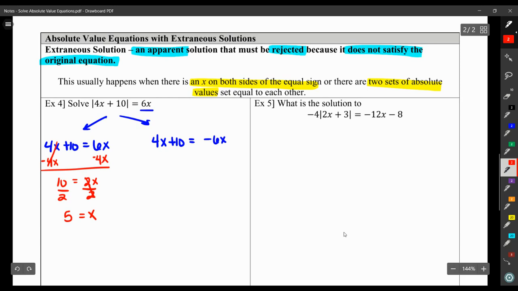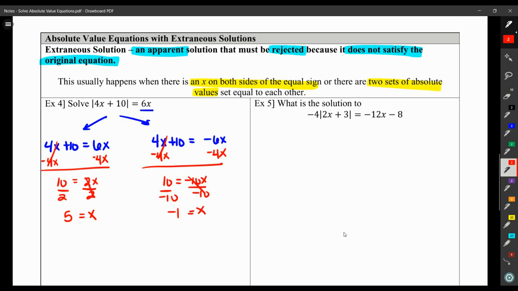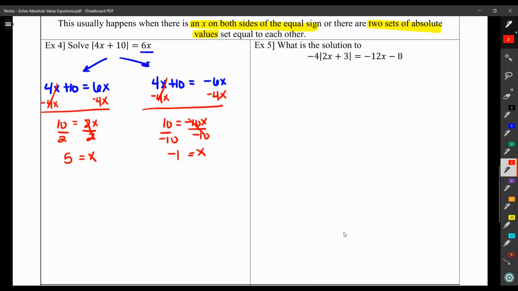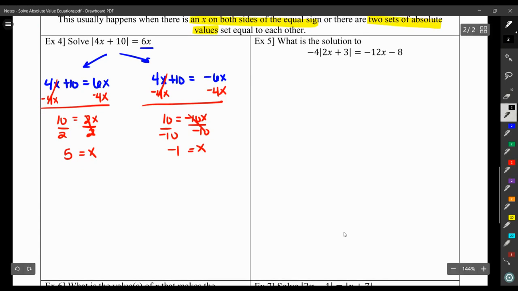Don't box that yet because that may not be correct. Let's solve the left-hand one. I'm going to subtract 4x again, and we get 10 equals negative 10x. Divide out negative 10. And again, another possible solution is x equals negative 1. So we have to check and make sure these are actually true. So the way we do that is we plug them back in. So that's the last step for these, is you have to check for extraneous solutions.